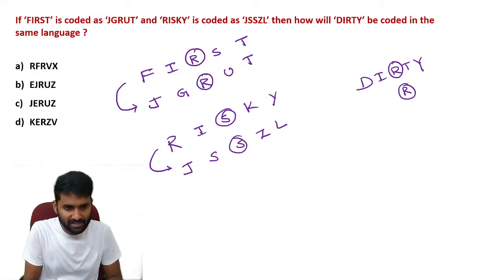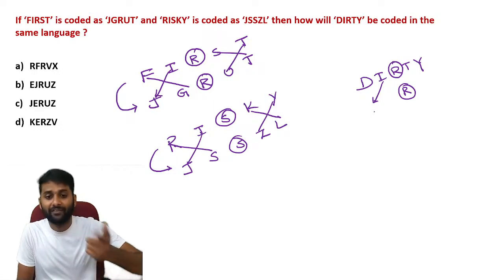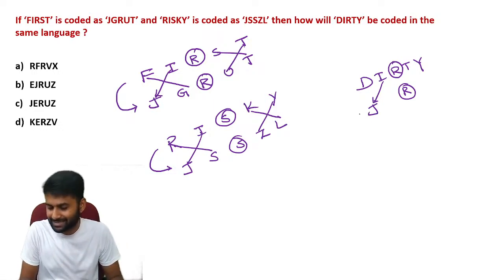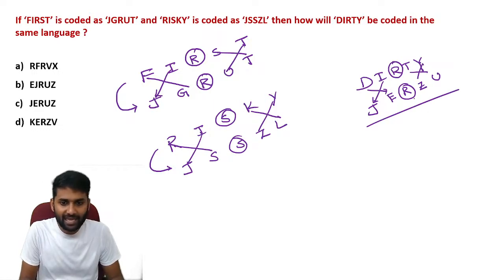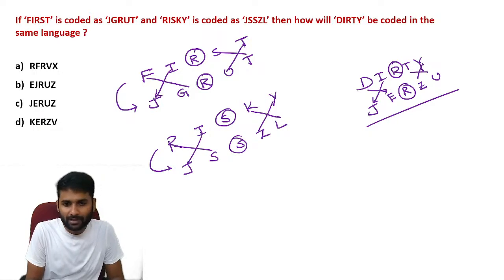If you observe the sequence, I plus 1 is J, F plus 1 is G, S T, Y Z, K L, I J, R S. Now, if you want the first letter, you have to take the one after I. After I, the next letter is J. D, next letter E. Y, next letter Z. T, next letter U. So the answer is J E R Z U.